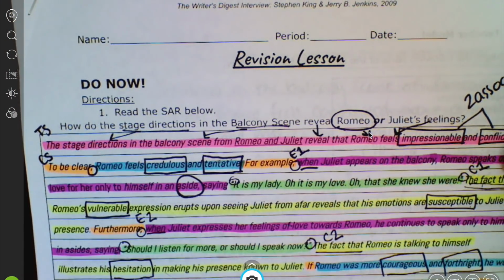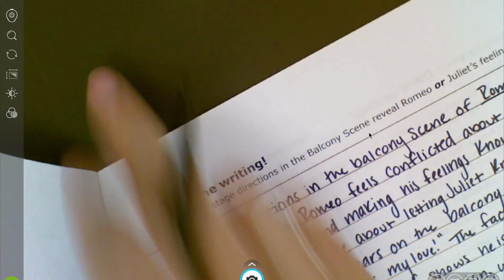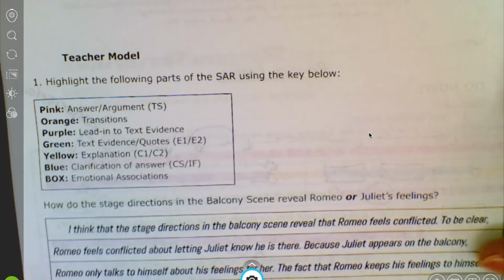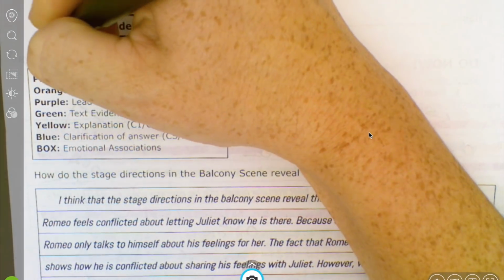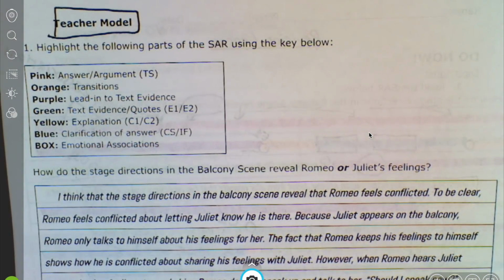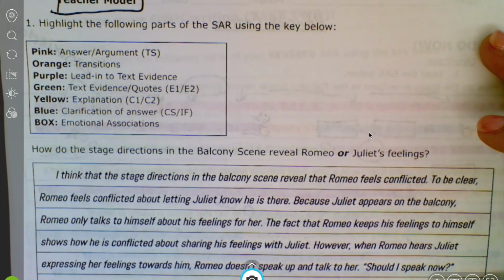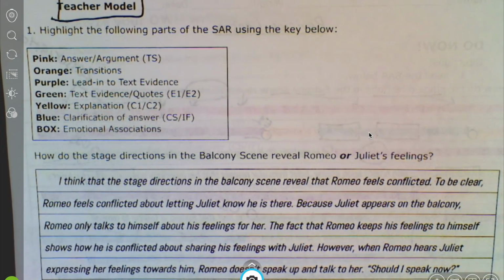All right, so now what I want us to do is turn the page to the teacher model, okay? We're gonna look at an SAR that looks very similar to some of the SARs we have seen from students in English 1. And we're still at the beginning of the year, so we're still learning how to do this, but there are some common mistakes that we make when we are writing our SAR. And the key to these mistakes is we need to know how to fix them.